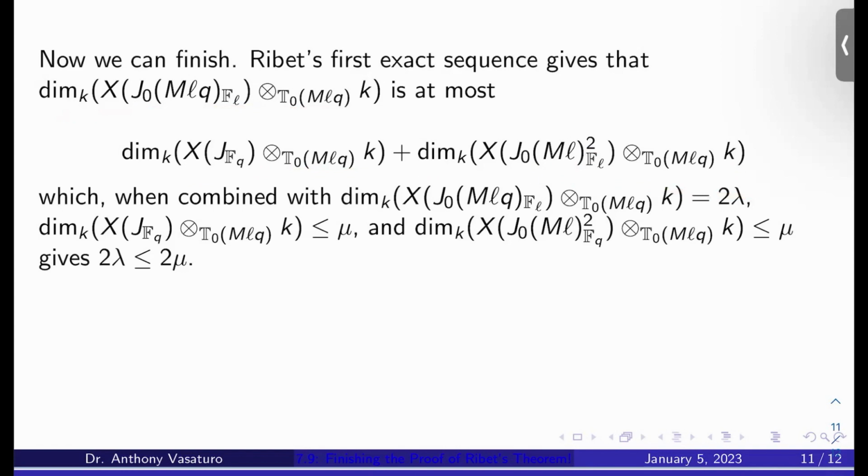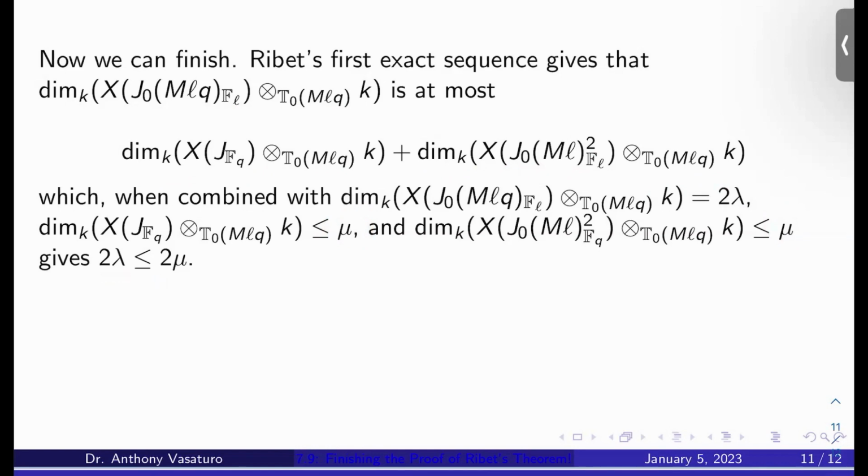All right. Now, I'm just going to throw a bunch of estimates at you that we derived in this video. We saw that this guy had dimension 2 lambda. That was one of our estimates. We also saw that each of these guys had dimension at most mu. Okay, so what does that tell you? That tells you 2 lambda is less than or equal to 2 mu.